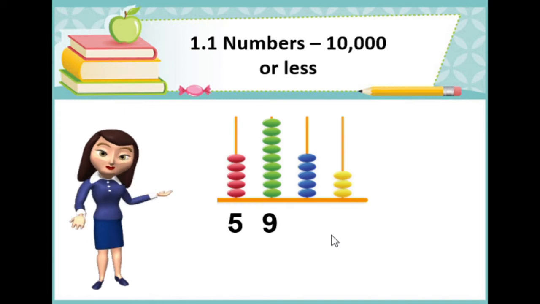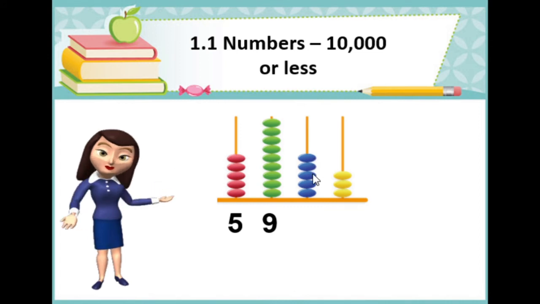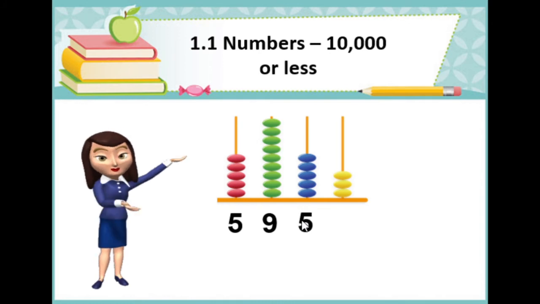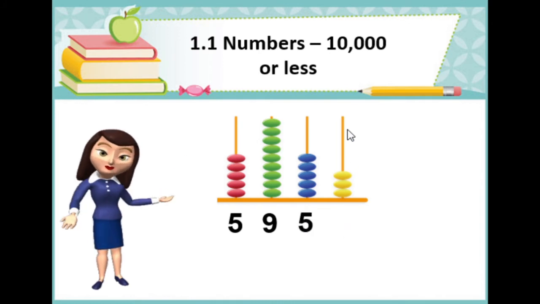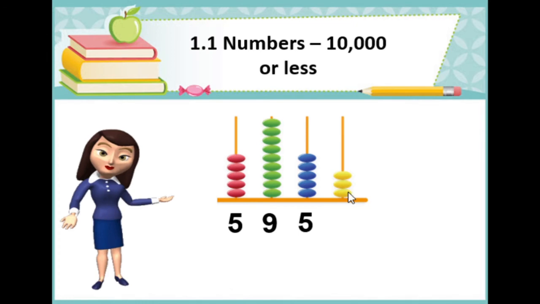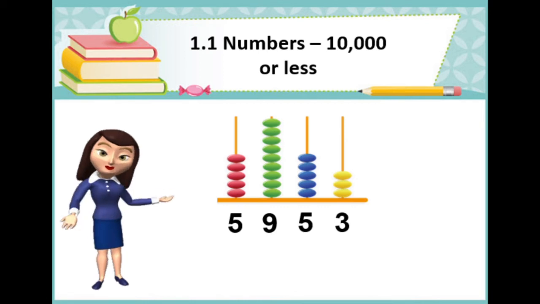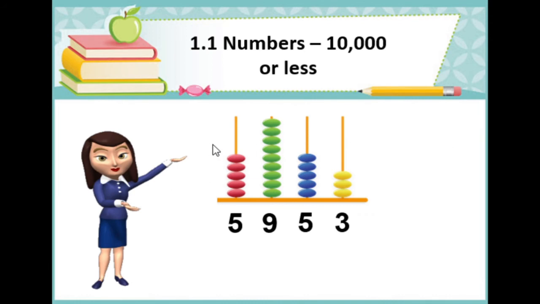We have 9. Let's count the blue ones. 1, 2, 3, 4, 5. 5 blue beads. How about let's count the yellow beads? 1, 2, 3. 3. Voila! That is how you're going exactly to write the number represented by this abacus.